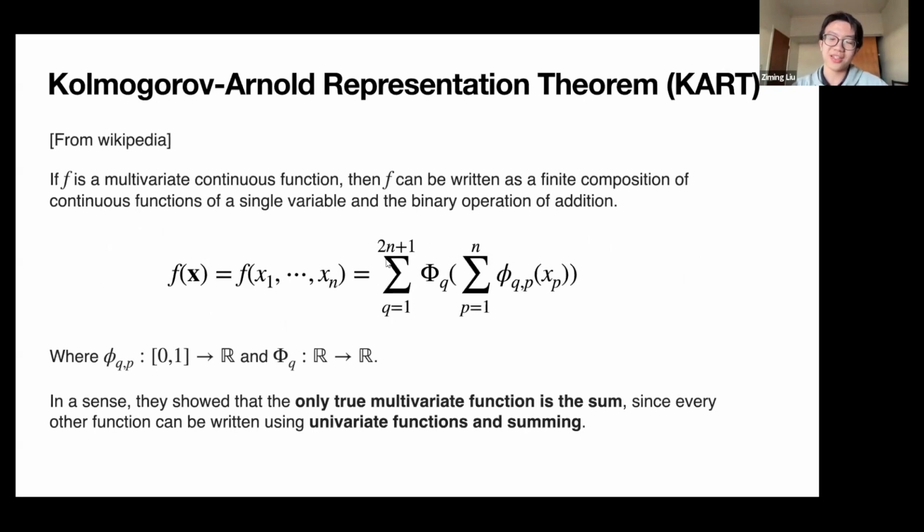So this formula looks a little bit intimidating, but don't be afraid of it. I will give you a pictorial illustration in the next few slides. But the main takeaway of this theorem is that, in a sense, the true multivariate function is the sum. Multiplication is non-essential. Imagine you multiply two numbers, x times y: you can rewrite it in terms of log and exponential, then the multiplication becomes addition. And besides sum, the only other things you need are just univariate functions.